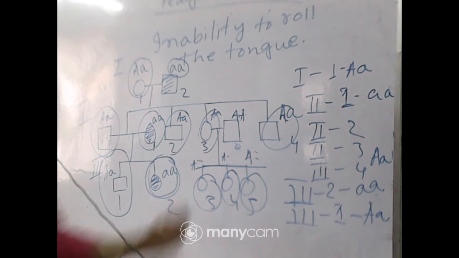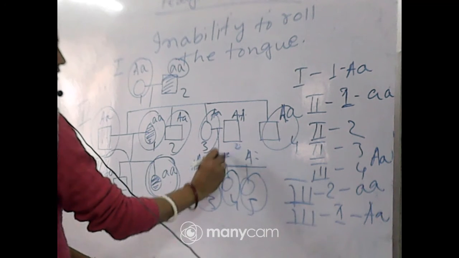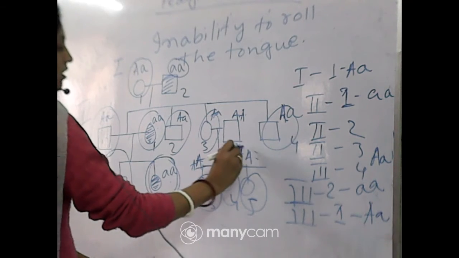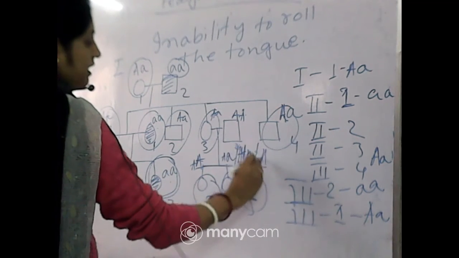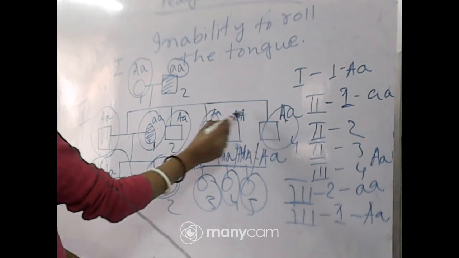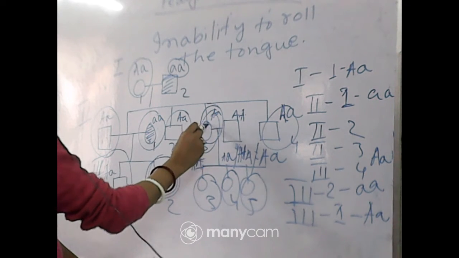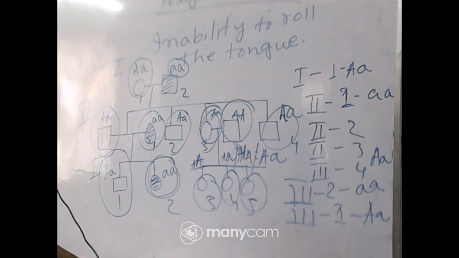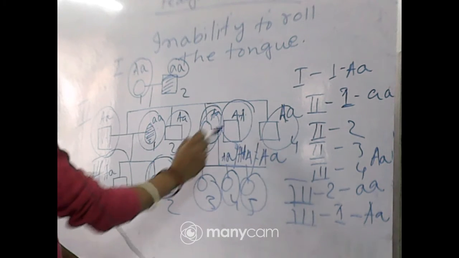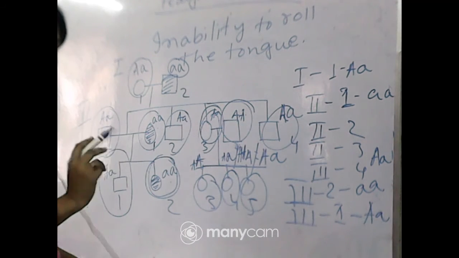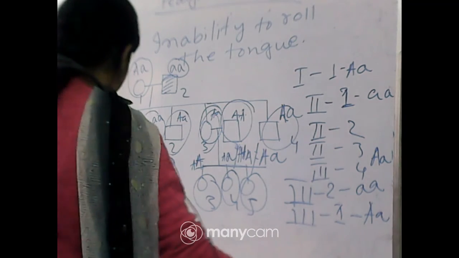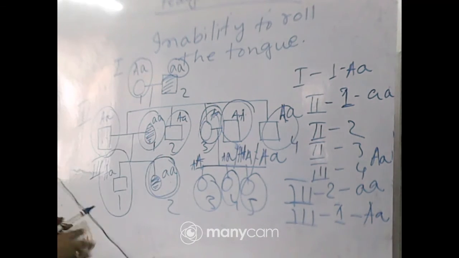They are either capital A capital A, or capital A small a, because you can see that their mother is heterozygous and their father is homozygous. So they must be AA or Aa. Okay, so this is the inability to roll the tongue. You can see it from your book.